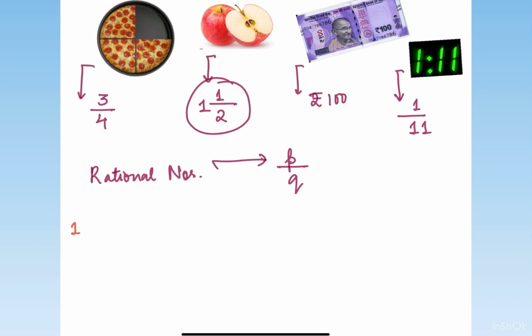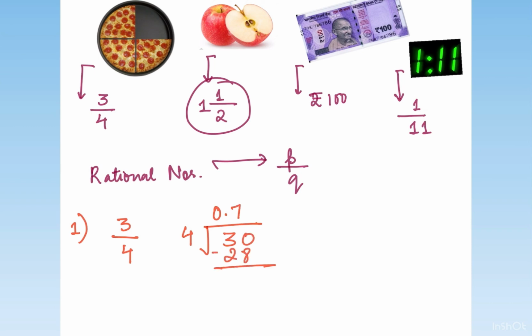So I'm going to write it over here, 3/4, and I want to convert it into a decimal. So I'm going to divide like this. 3 becomes our dividend, 4 becomes a divisor. And because 3 is smaller than 4, I'm going to take help of a decimal, which will enable me to put a 0. 4 times 7 will give me 28.